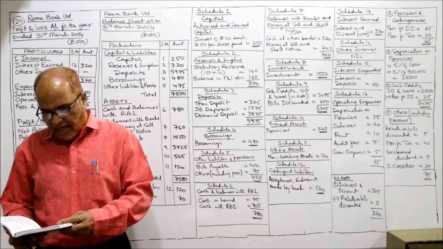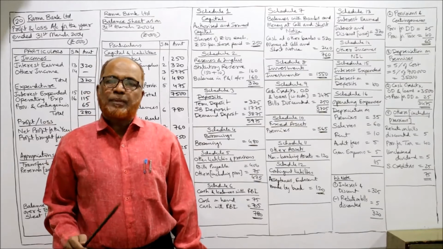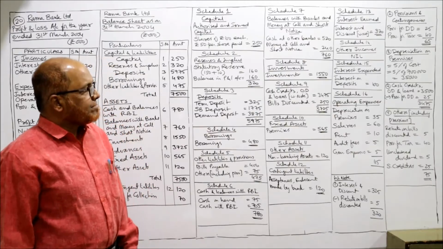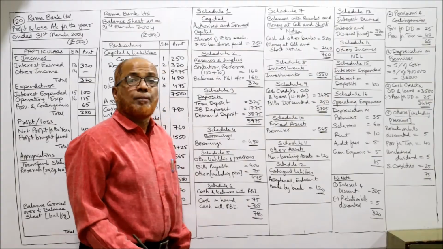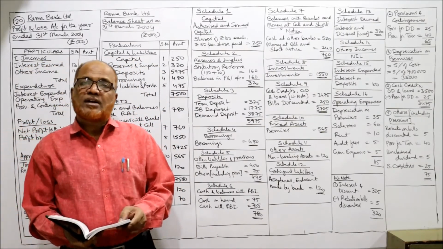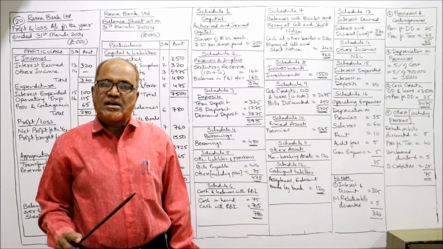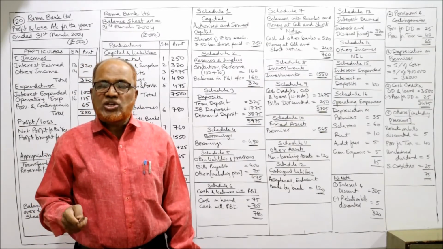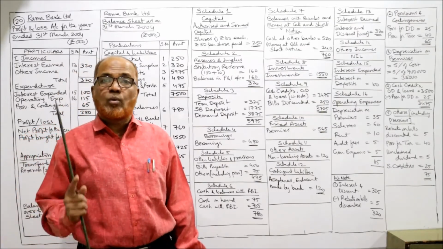Then the next one is: allow 5% depreciation on original cost. 5% depreciation on the original cost of the asset. Now see here, in working note number 3, depreciation on premises 5% of cost. So we need the cost of the premises. In the trial balance you can see premises after depreciation of rupees 1 lakh is rupees 6 lakh. So this 6 lakh rupees is the WDV, written down value, after deducting depreciation of 1 lakh.